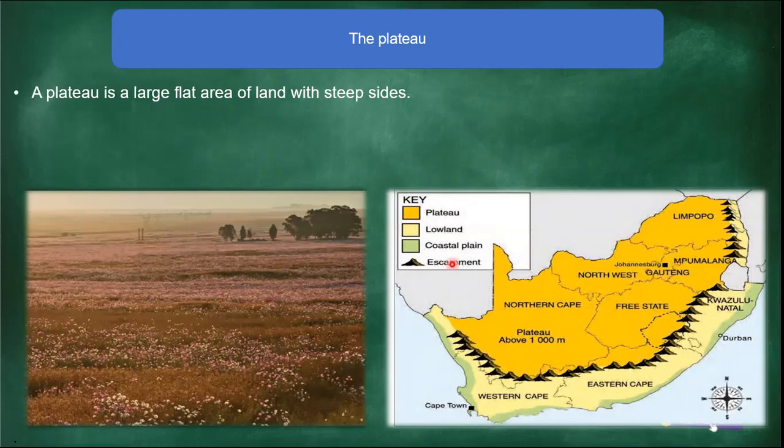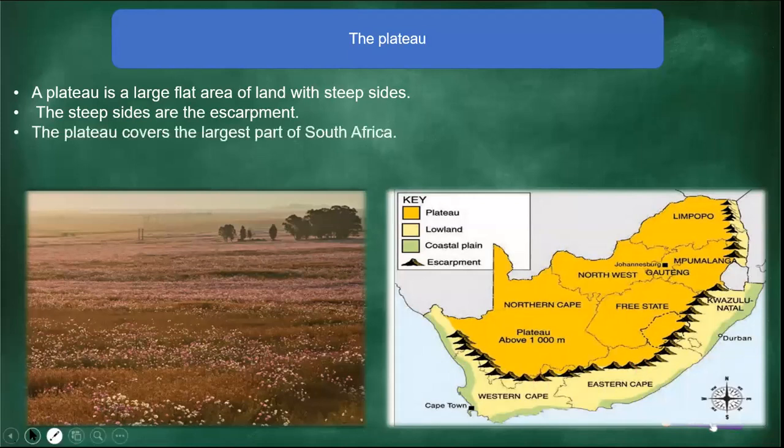Are we clear? But they have steep sides. These are the steep sides of the plateau. Do you understand? The steep sides are the plateau going to the coastal plain. Let's move. Oh, wait a moment. The steep sides are the escarpment, as I've said. The steep sides are the escarpment. As you can see on the map here, these little mountains are the steep sides of the plateau.